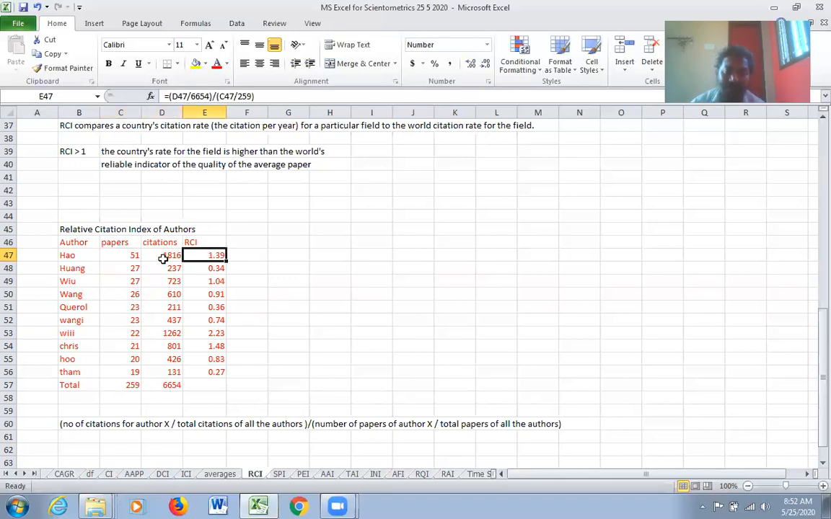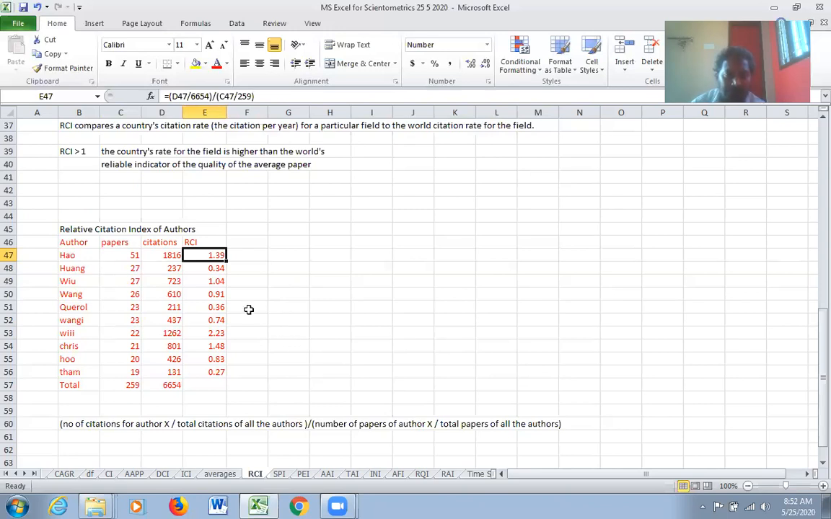D47 tells what is the citations Ho received divided by 6654, that is, total citations of all authors taken together. Divide these two components. C47 is the number of papers published by Ho divided by total papers published by all the authors. So this tells you the relative citation impact of each and every author.